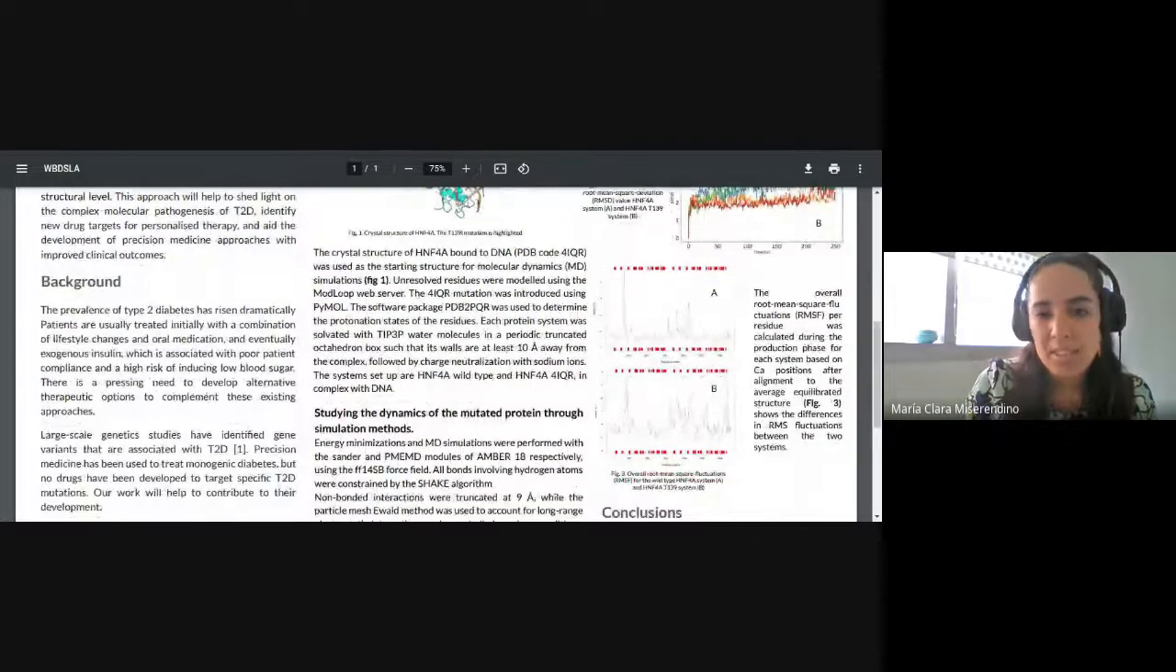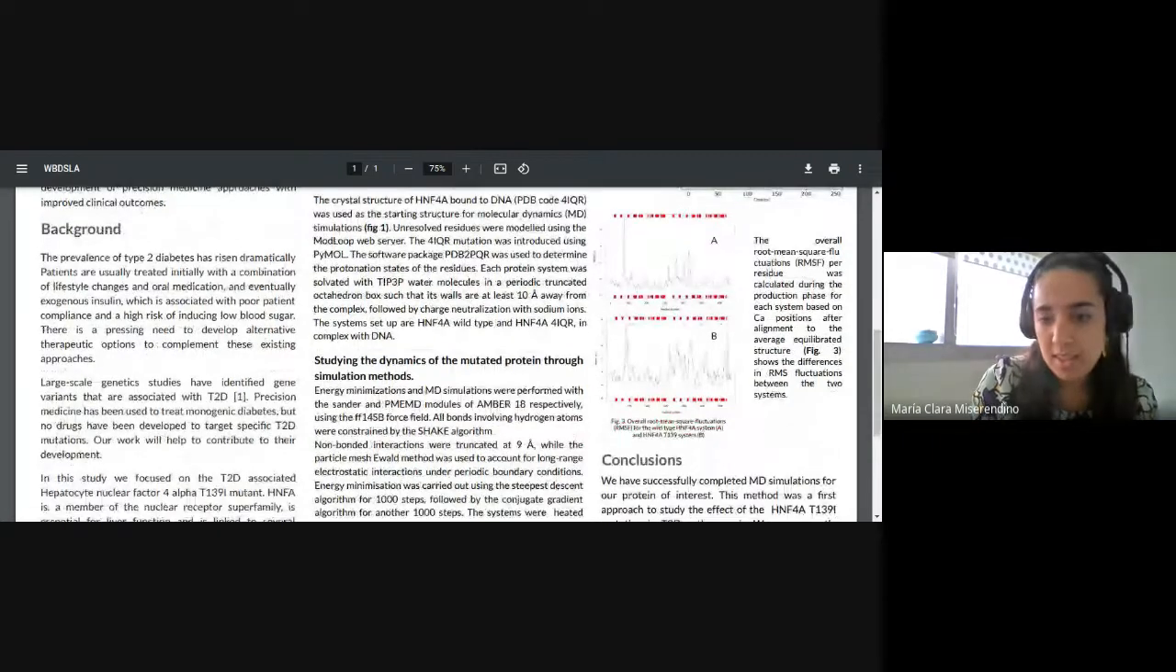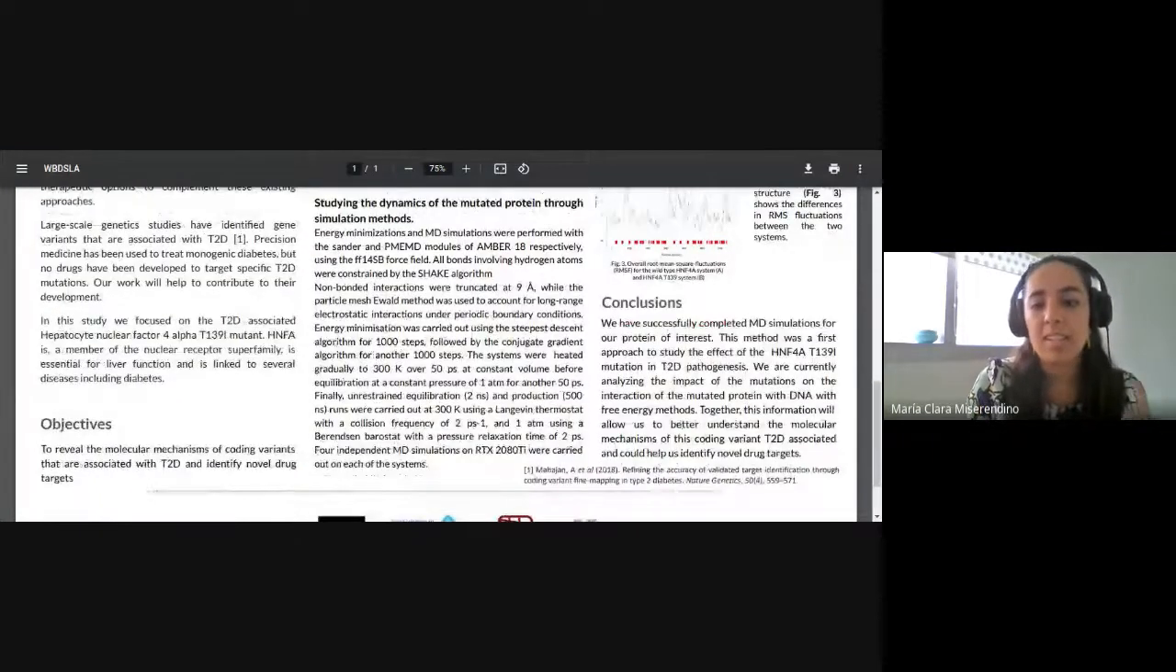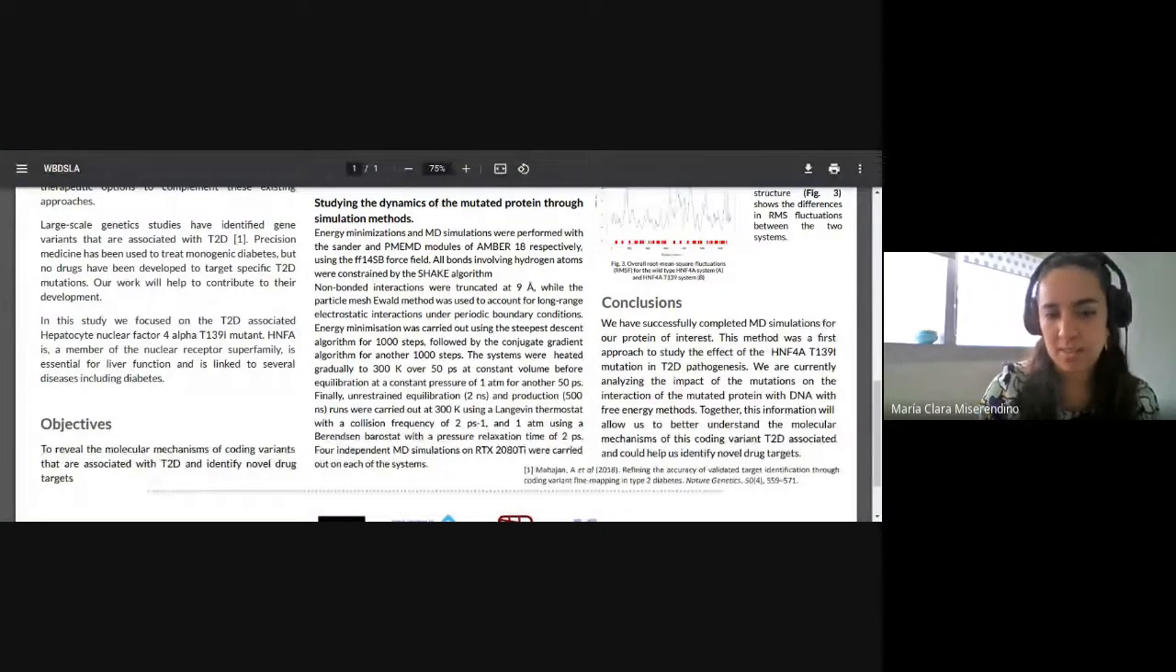So our project is based on a large-scale genetic study made by Mahajan et al. in 2019. The mutation we are studying is in hepatocyte nuclear factor 4 alpha, and this is a member of a nuclear receptor superfamily. It's essential for liver function and is linked to several diseases, including diabetes. So, to better understand what's happening in patients with type 2 diabetes that have this mutation, we will use computational methods.